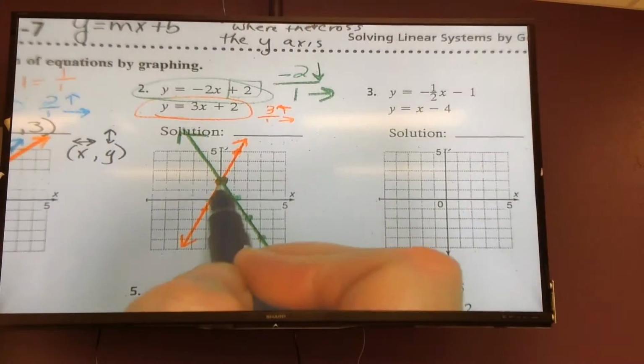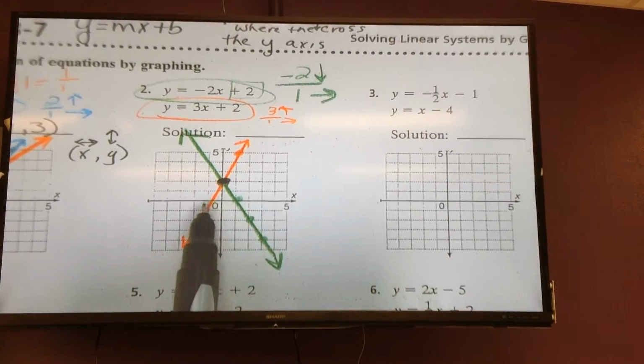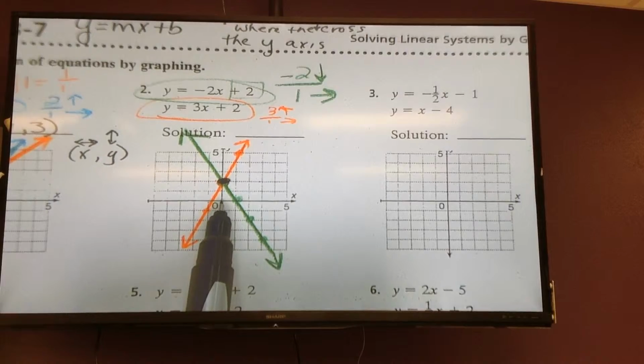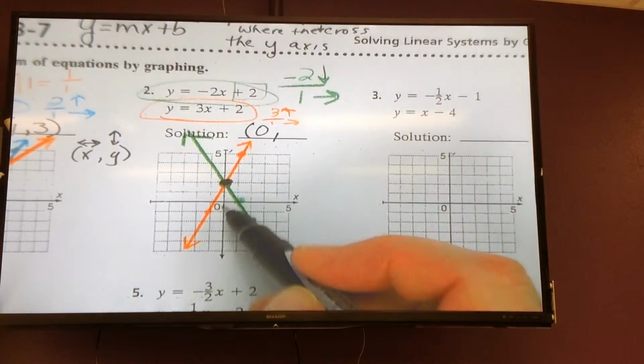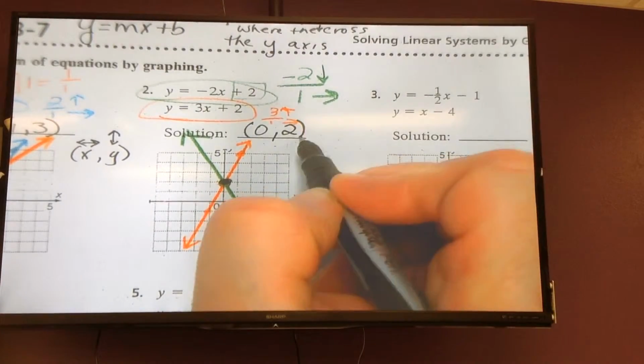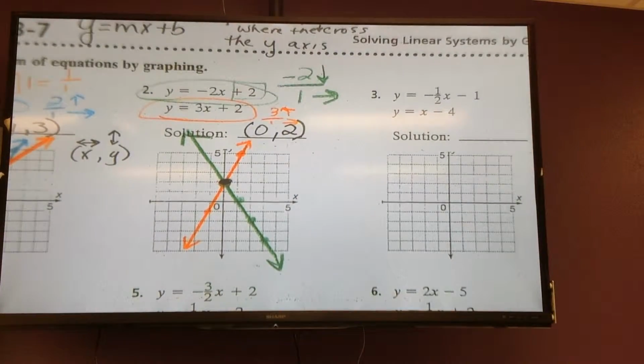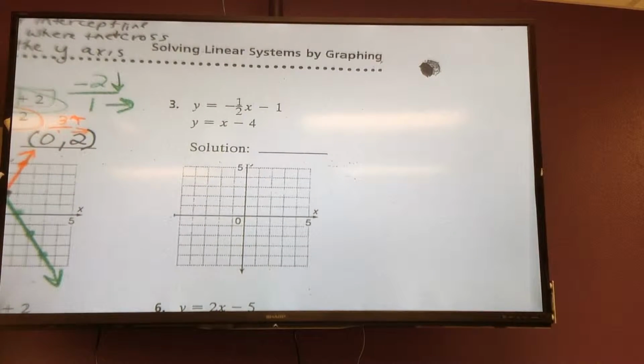They intersect right here. That point is, well, my first movement's back and forth. I don't have to go back or forth, so it's just 0. And I have to go up 2. So I'm going up, it's a positive 2. So the solution, the point that works for both of those lines, is 0, 2. Number 3.